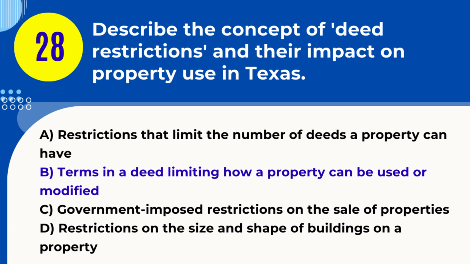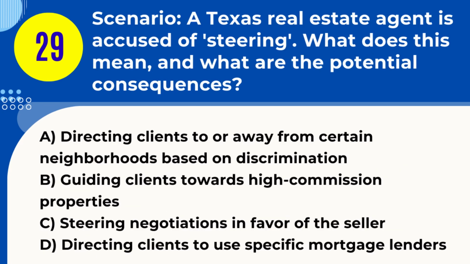Explanation. Deed restrictions in Texas are terms and conditions included in a property's deed that limit how the property can be used or modified. These restrictions can impact property use, development, and can be enforceable by other property owners or homeowners associations. Question 29. Scenario. A Texas real estate agent is accused of steering. What does this mean, and what are the potential consequences?